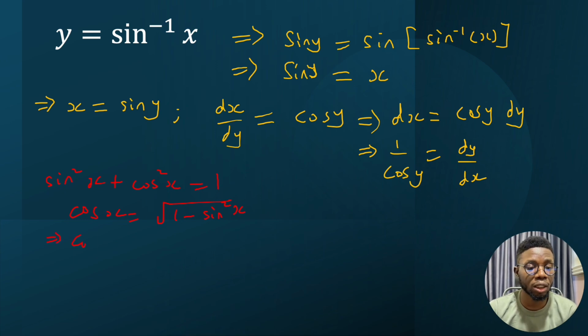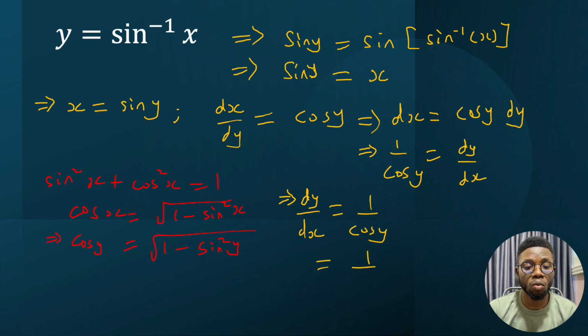That implies that cos y will also be the square root of 1 minus sine squared y. So what does that imply now? From the original problem, dy/dx is then going to be equal to 1 divided by cos y, which is 1 divided by the square root of 1 minus sine squared y. But that's not the end.